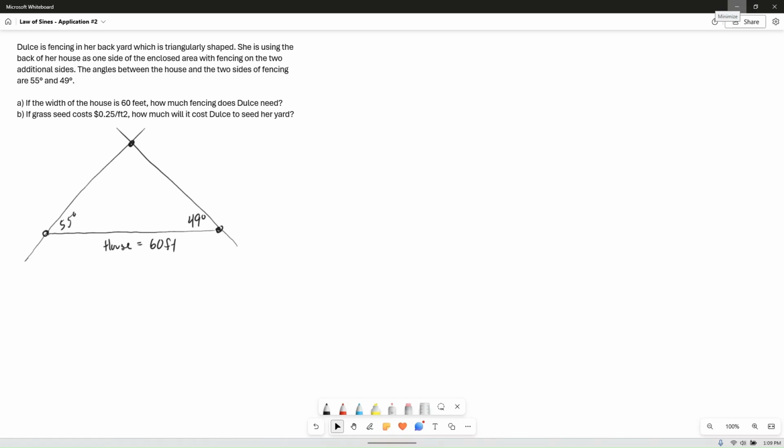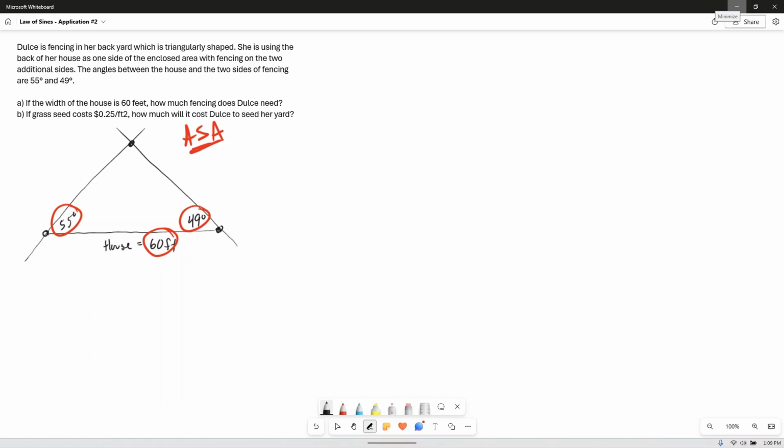We know the length of the bottom side is 60 feet, and we know the two angles on either end of that bottom side are 55 and 49 degrees. So looking at the information we have, that's two angles and the side between them. That's angle-side-angle, which is a law of sines problem.